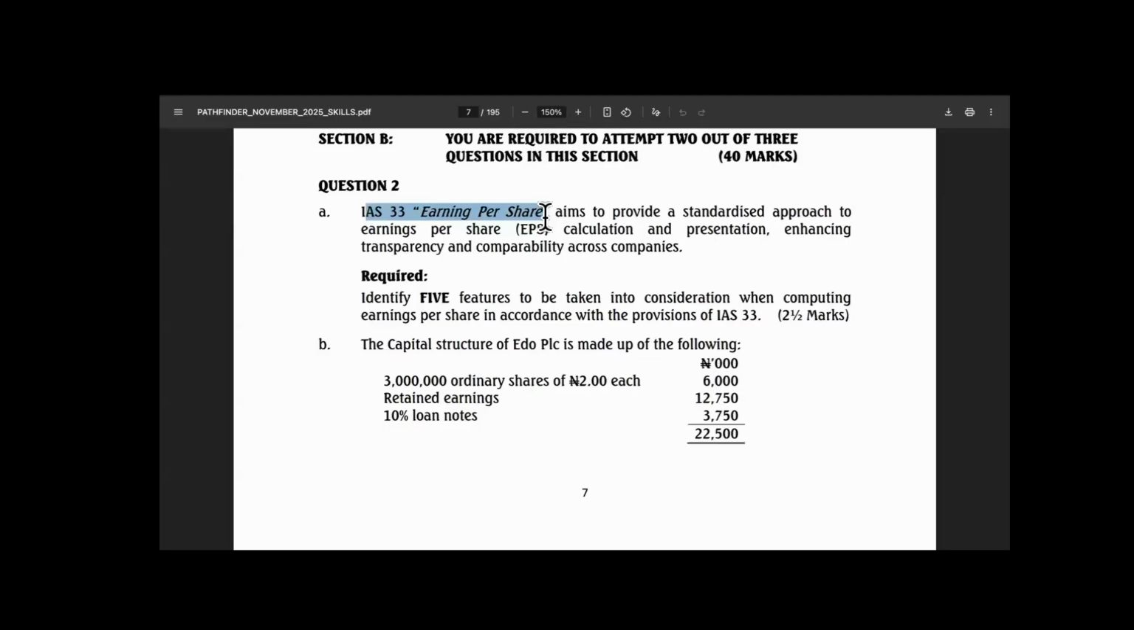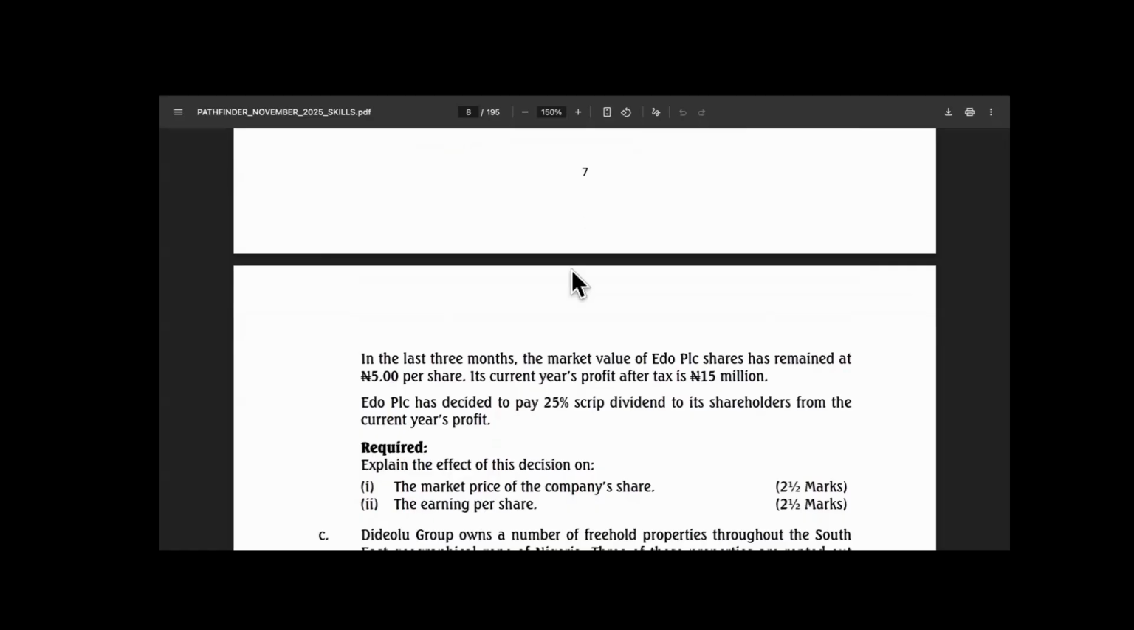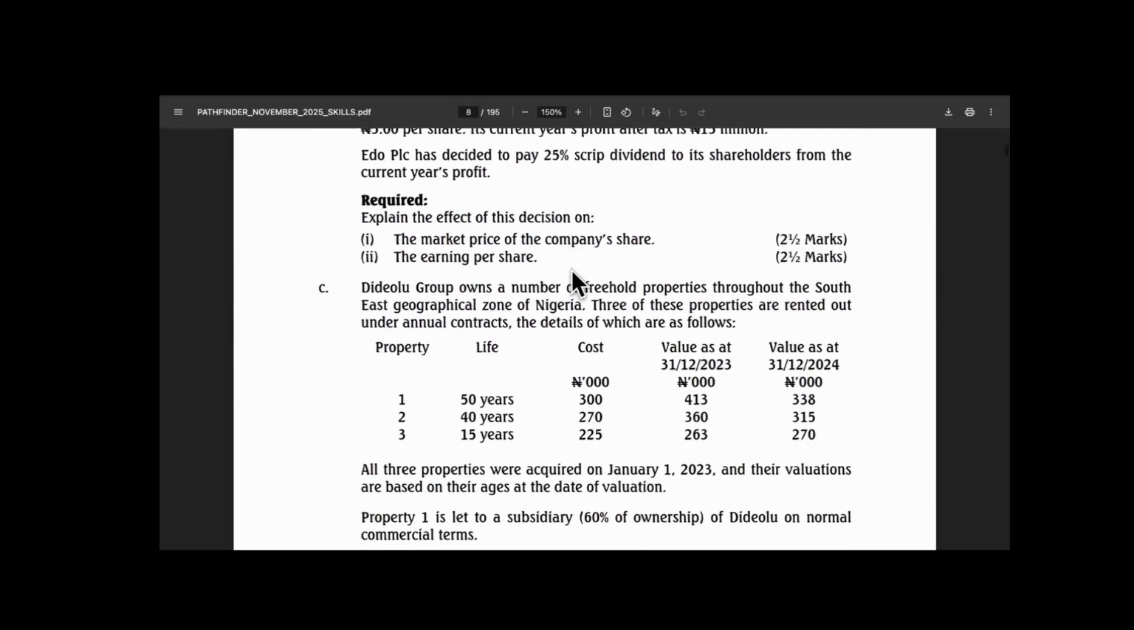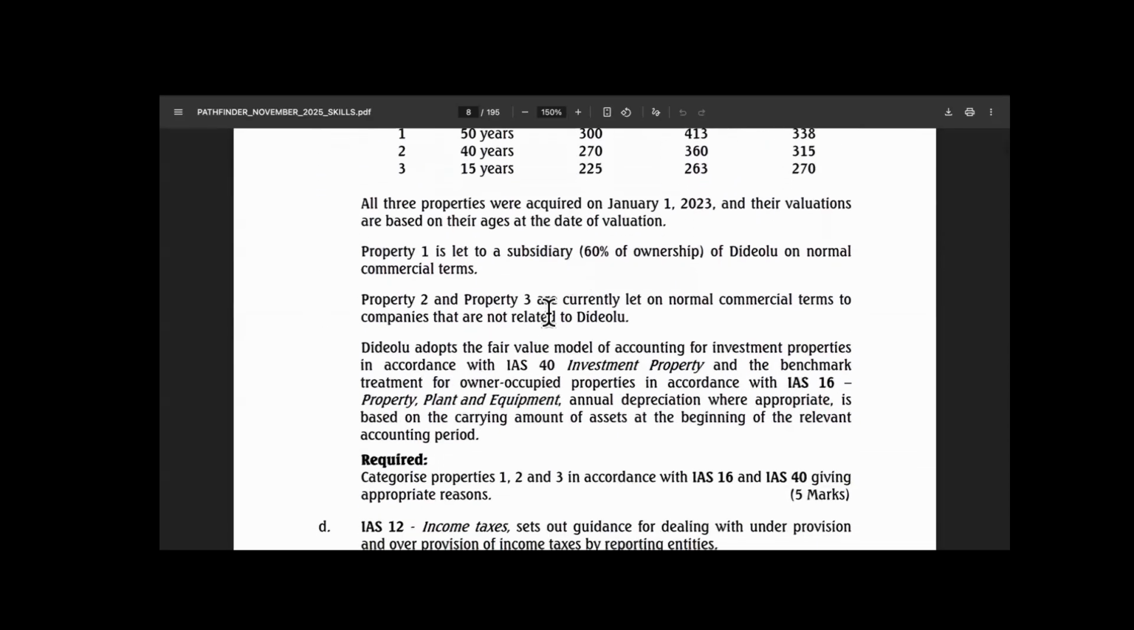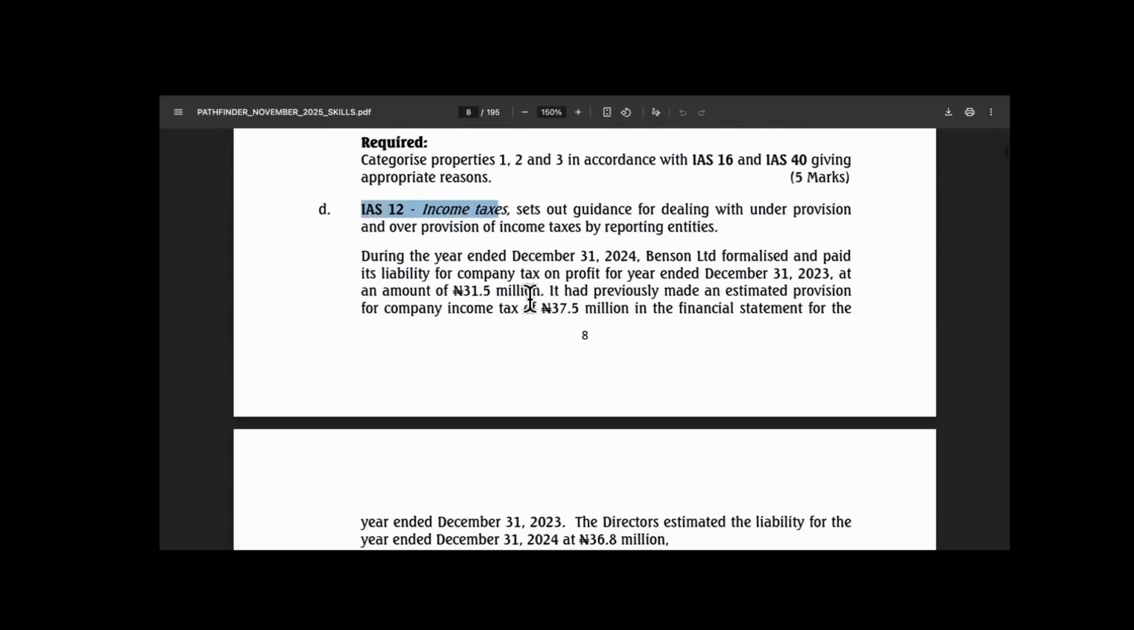They like asking it, really. You'll find it everywhere. So I need you to be able to look at this and attempt it. IS 40, yeah, much later. IS 12, I'm probably teaching this.